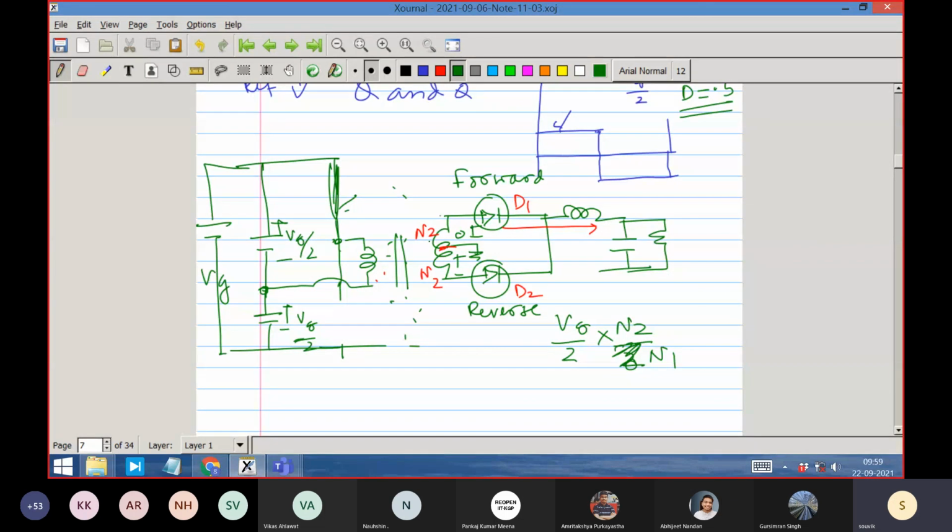So this is the on state. This is when Q is on, and Q and Q bar are in a sense complementary. But I will tell you that this is on for DTS.